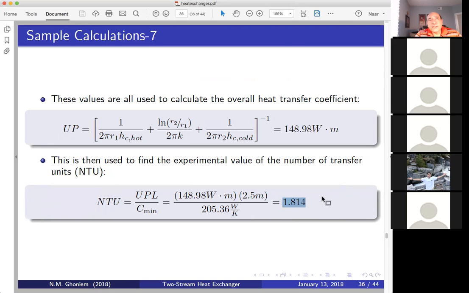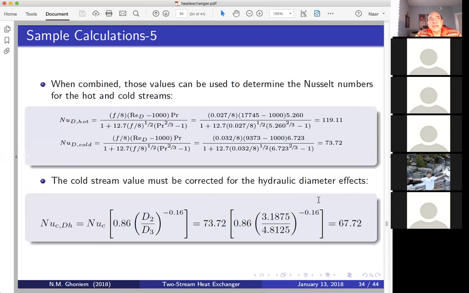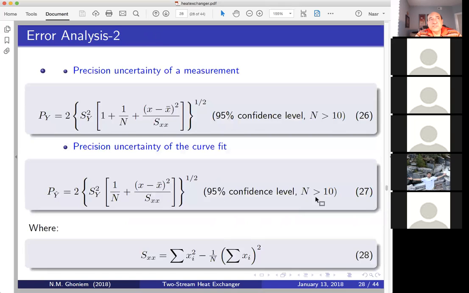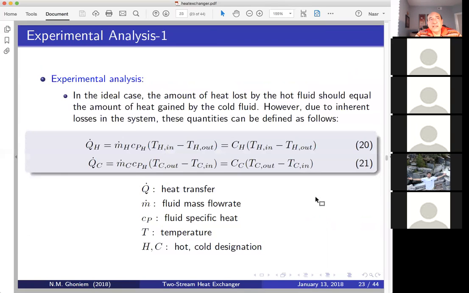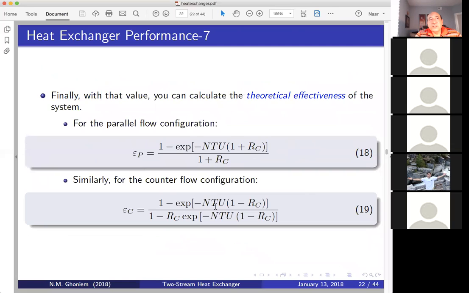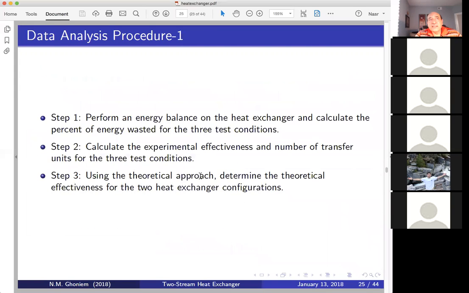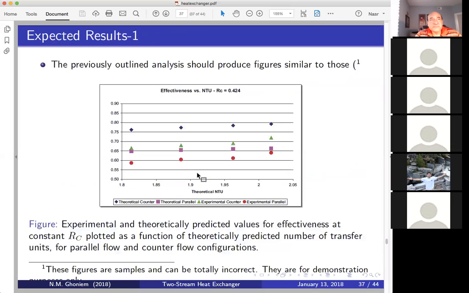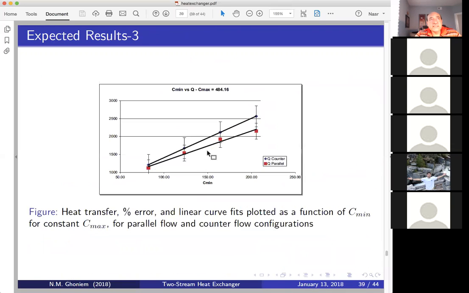from the correlation. Once I have NTU, I can plug it into equation 18 or 19. If I have the NTU, then I can plug it into either of these two equations, and I produce a theoretical value of epsilon that I can compare to experiments. So these are the ones I have here, and these are the straight line fits that we have.